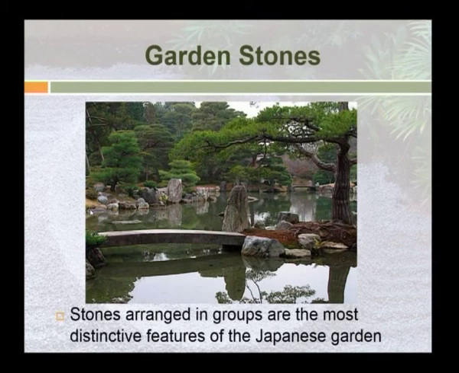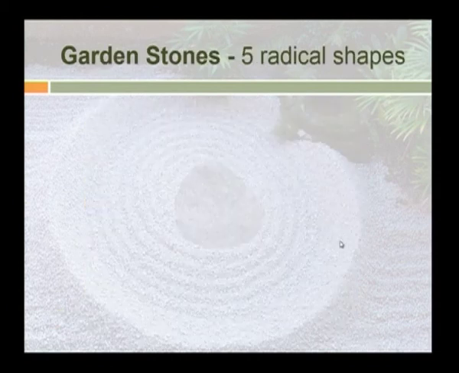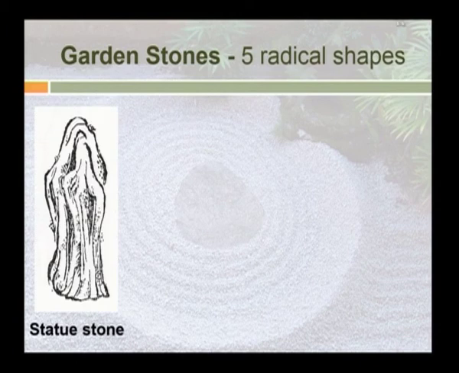So, the stones in Japanese garden. Stones arranged in groups, as you can see here in this view, are the most important features of the Japanese garden. A few garden designers go to the extent of saying that the stone arrangement is like the skeleton of the Japanese garden. And there are specific rules related to the selection of the stones, and importance was given to the proportion and scale of the stones. There were 5 basic shapes.